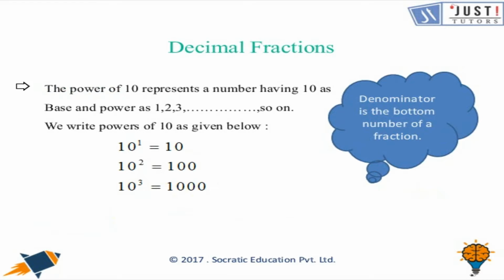Before moving ahead, let's talk more about decimal fractions. A power of 10 represents a number having 10 as base and power as 1, 2, 3, and so on. So we write powers of 10 as given below. You can check it out. 10 to the power 1 equals 10. 10 to the power 2 equals 100, that's 10 times 10. 10 to the power 3 equals 1000, that equals 10 times 10 times 10. Always remember that the denominator is the bottom number of a fraction.